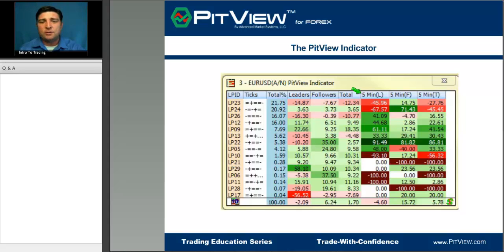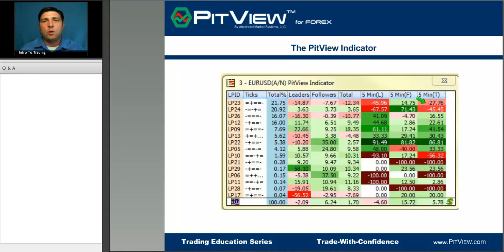So this is showing you the same information over here under leaders, followers, and totals, only instead of showing you from the start of the New York session, it's showing you for the last 5 minutes what the activity has been from this individual liquidity provider. So let's take LP23 for an example. Obviously, for the last 5 minutes, he's led inside the ask much more than he's led inside the bid by a margin of 45.96. Now, as far as following, he's followed inside the bid by just a small amount more than the ask.